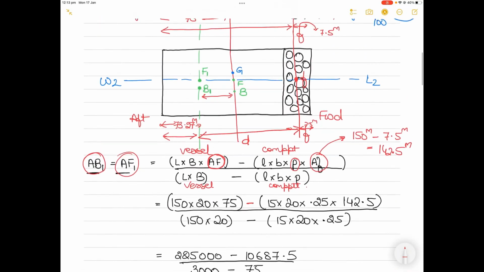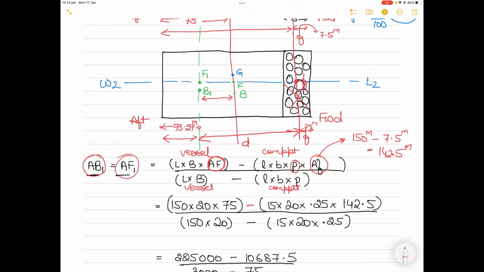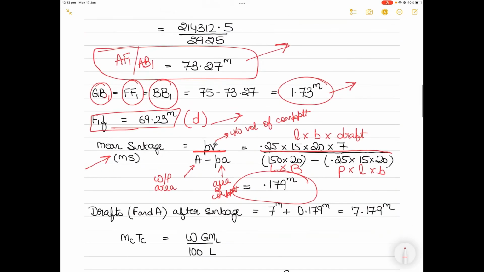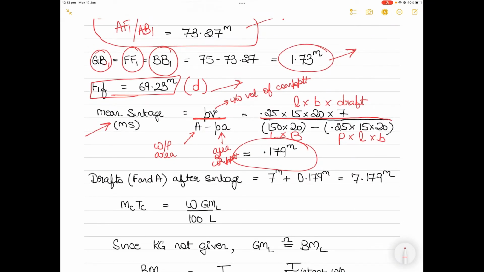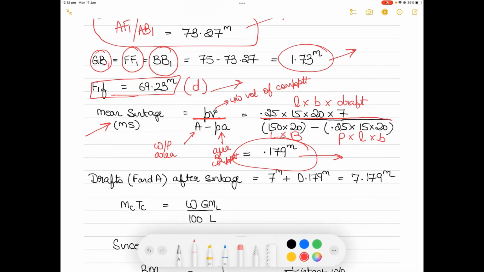Now what is mean sinkage? That means when water starts to flow into the compartment here, overall the vessel will sink a little bit because of the water flowing in. How much is this sinkage? It's 0.179 meters, and that's why we use the area of the compartment to get an idea of what the mean sinkage will be. So overall the vessel will sink by 0.179 meters because of the water flowing in. But how much the individual drafts change forward and aft is something we'll find out later.